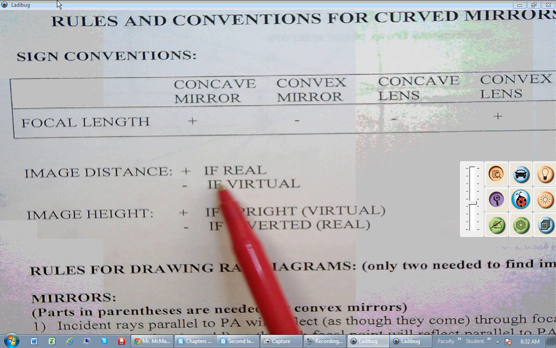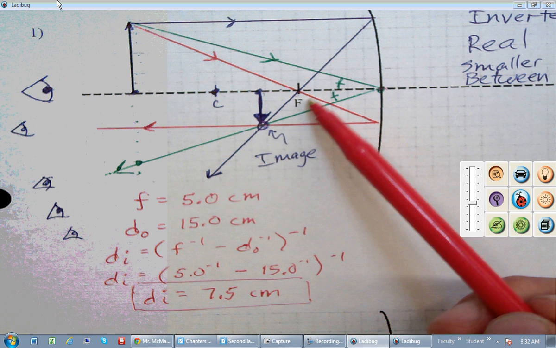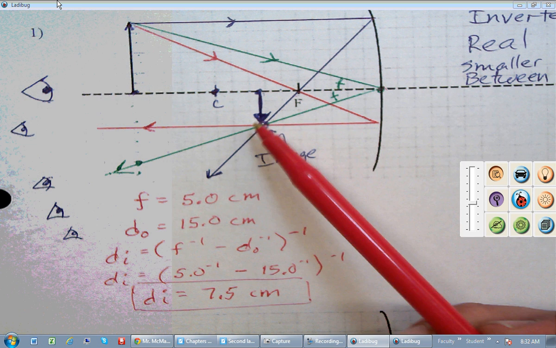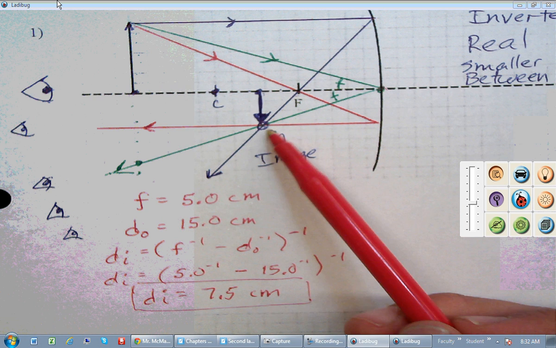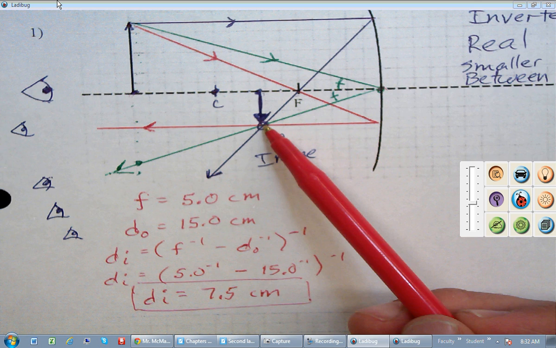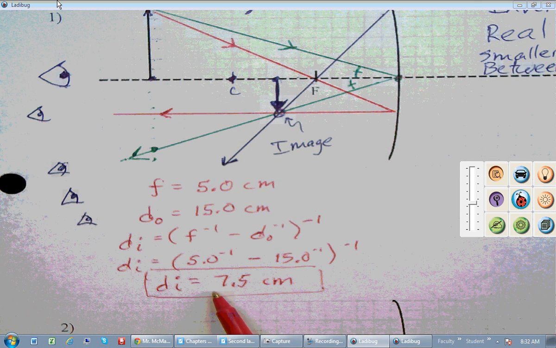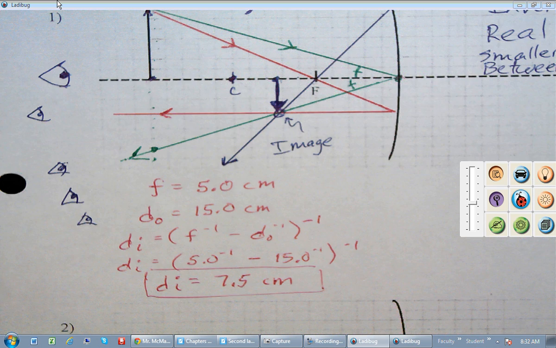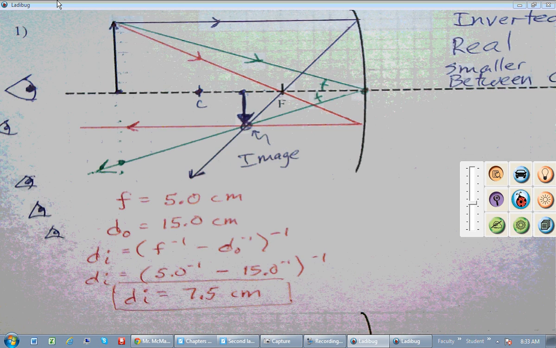Okay? And in this case, we already knew it was a real image from our diagram because the light rays that reflected off of the mirror really did intersect somewhere. They didn't just virtually intersect the way they do for a plane mirror and some other mirrors. So we knew this had to be real, and real images will always have positive image distances. So those are a couple checks that you can do. So that tells us two things.